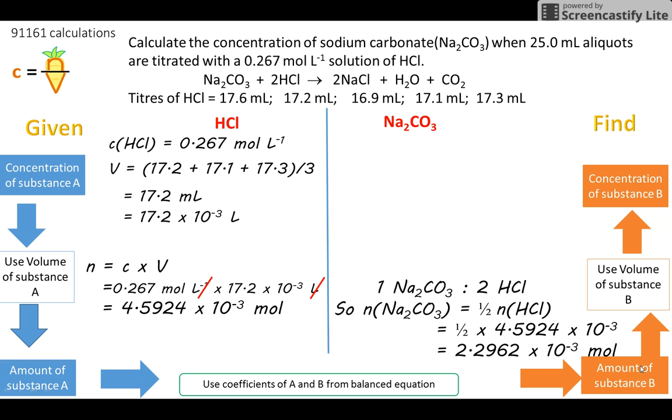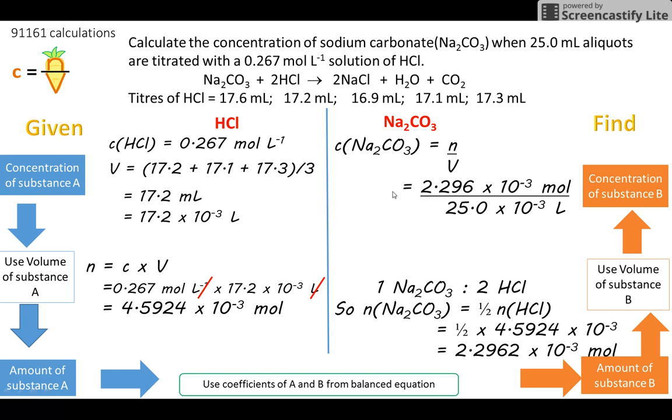Now that we have the amount of substance B, now we move up to work out the concentration using the volume and this formula. So C is equal to n over V, and we simply substitute our moles with our volume. Now notice our volume, we have again changed from milliliters to liters by multiplying by 10 to the minus 3. And then we get to this answer in our calculator.